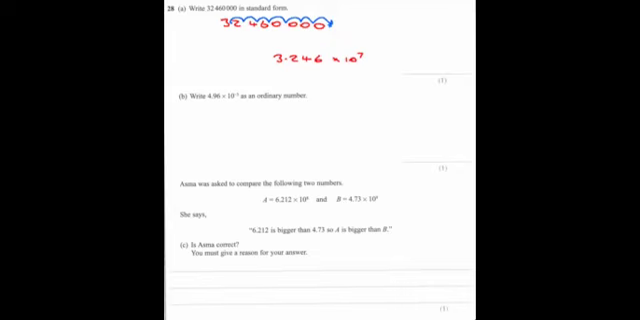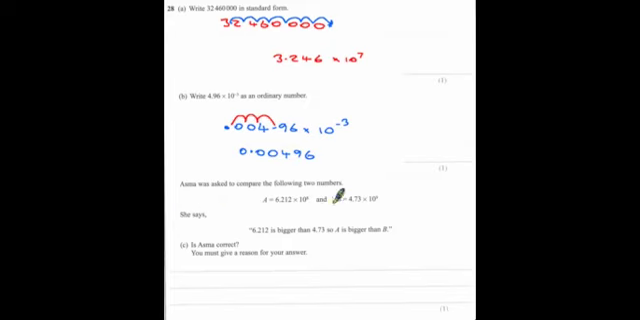Part B asks us to write 4.96, I'll write it out again, times 10 to the minus 3. Now this time the minus 3 tells us that we are making the number smaller, therefore we are moving the decimal point in the opposite direction, so it has to go 3 places. So we are going to move it 1, 2, 3 places. In the spaces that we've created here we have to fill in with zeros, and the decimal point is going to be there. So the answer is 0.00496.